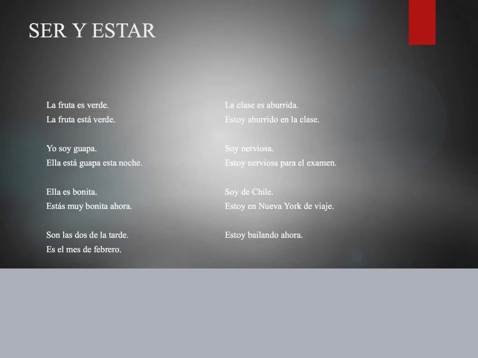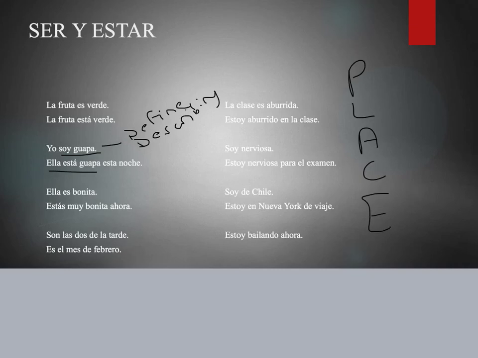Okay, for the second example, I have yo soy guapa y ella está guapa esta noche. So yo soy guapa would be me defining, or describing my physical characteristic. Okay, and ella está guapa, if I think about my device for estar, place. P for position, L for location, A for action, C for condition, or E for emotion. I see that it fits her condition because I'm saying esta noche, tonight, maybe not all the time, pero está muy guapa esta noche.